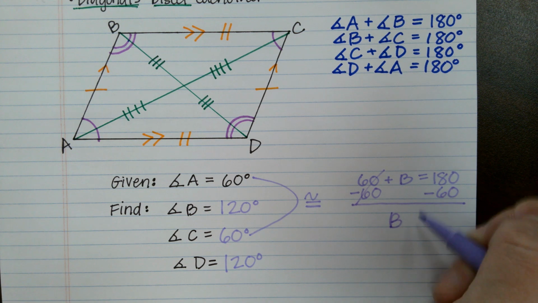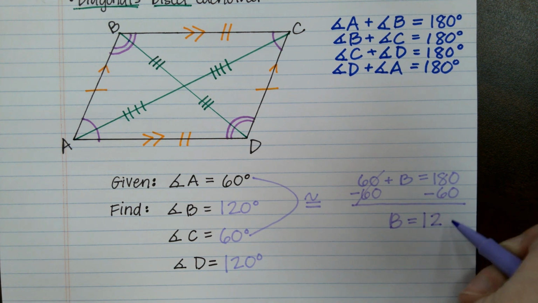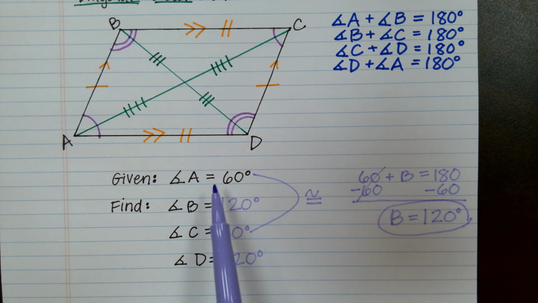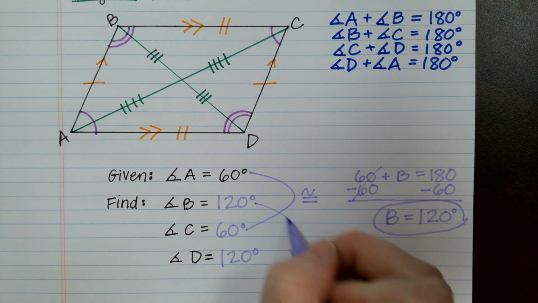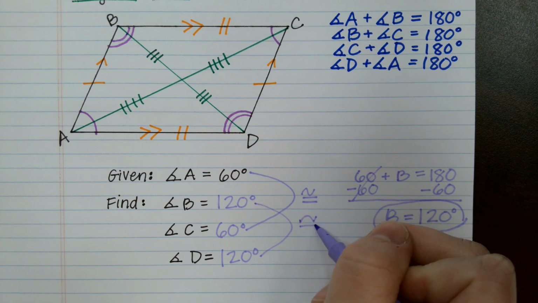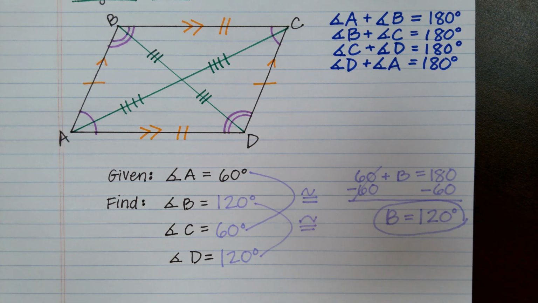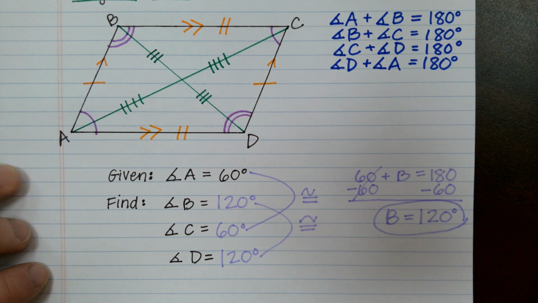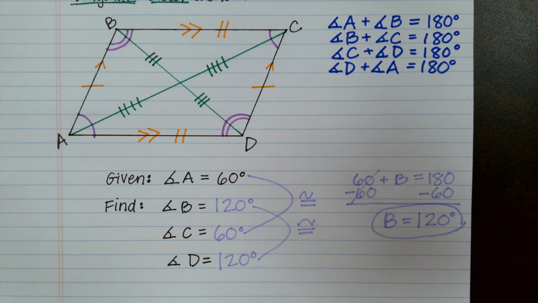And we get B equals 120 degrees. And we know B and B are the same. Okay, I'm gonna let you guys have a minute if you're still writing that down. And we're gonna go on to the next page of notes.